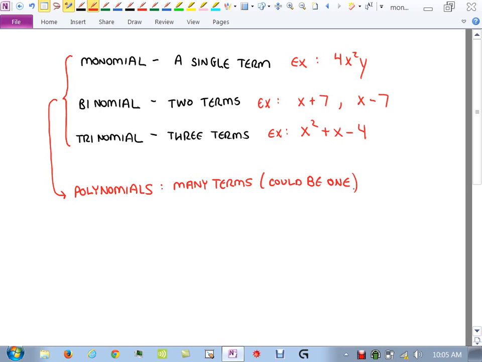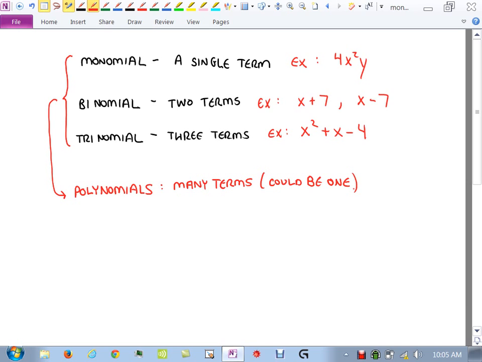I guess one way of looking at it is a monomial is just 1 term, right? Binomial is 2. Trinomial is 3. And then you could have 4 and 5 and 6 and 7. All of those fall into a group, a category that we call polynomials. So a monomial is a polynomial, a binomial is a polynomial, a trinomial is a polynomial. Polynomial is just a very general term. It just means that you've got terms. And you may have 1, you may have 2, you may have 3, you may have 100. All of those are called polynomials.